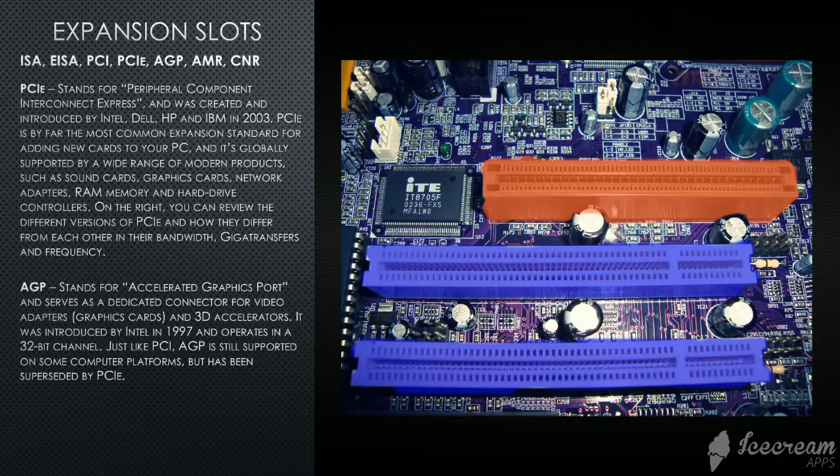The next standard is AGP. AGP stands for Accelerated Graphics Port and serves as a dedicated connector for video adapters or graphics cards and 3D accelerators. It was first introduced by Intel in 1997 and operates in a 32-bit channel. Just like PCI, AGP is still supported on some computer platforms but has been superseded by PCIe.